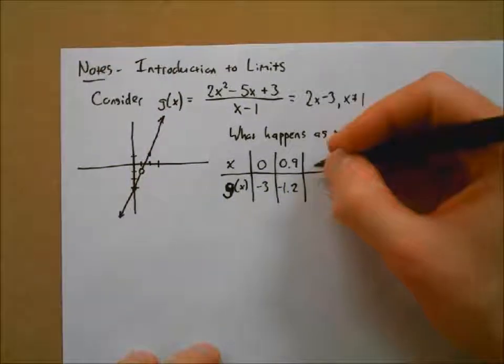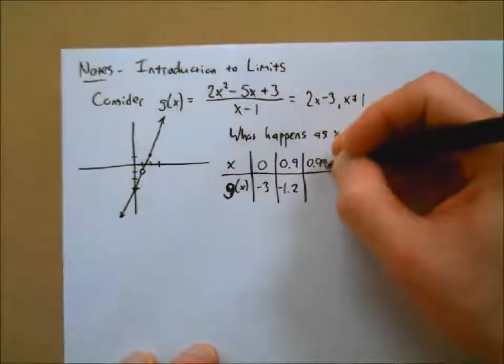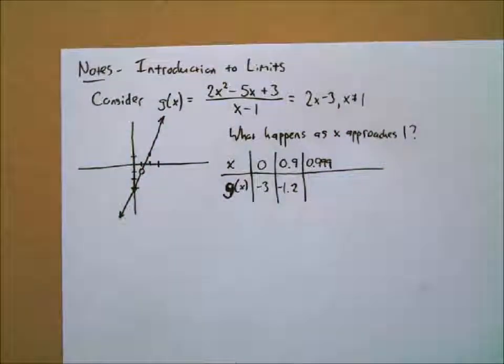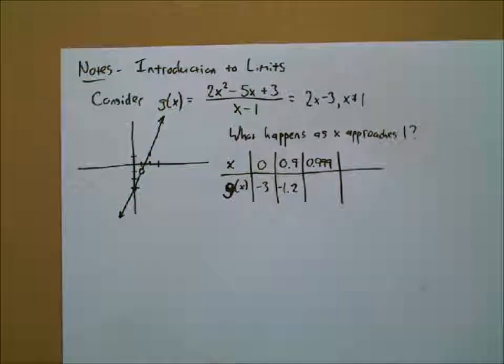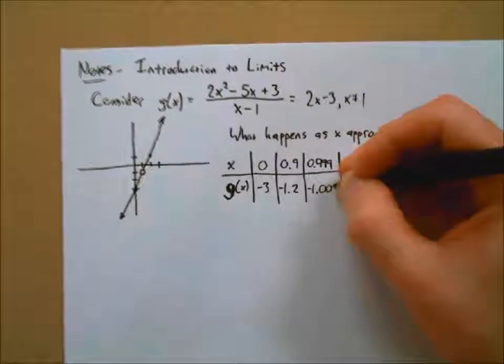Let's try like 0.999. Right, see what happens there. So if I do 0.999, I'm going to end up with negative 1.002.